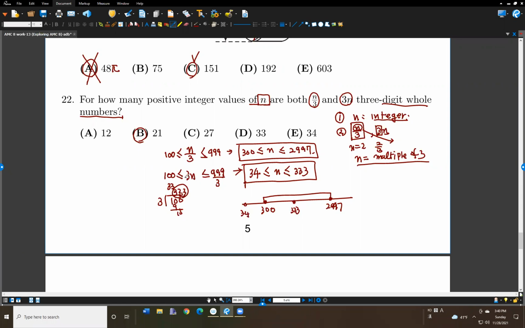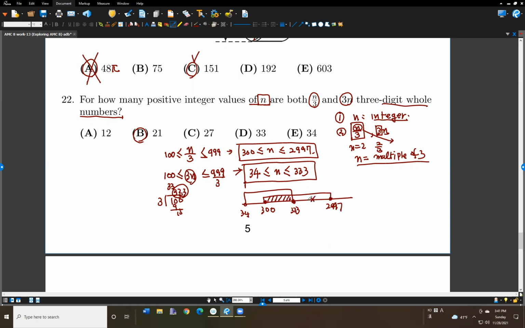Because when you multiply by 3, it should be a 3-digit integer. If you take 400, that is a 4-digit integer. Also, the value of n should be inside of here. Where is the common area? This is the only common area, right? The number should be what? Between 300 and 333 inclusive.